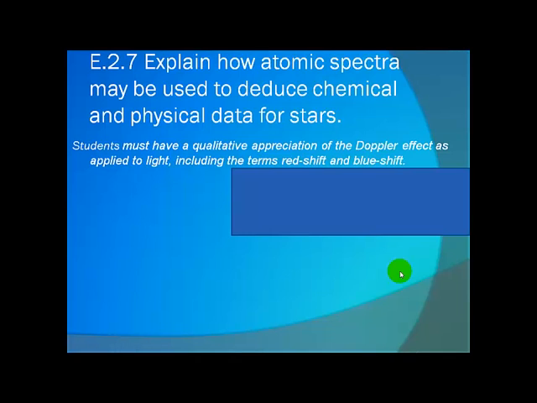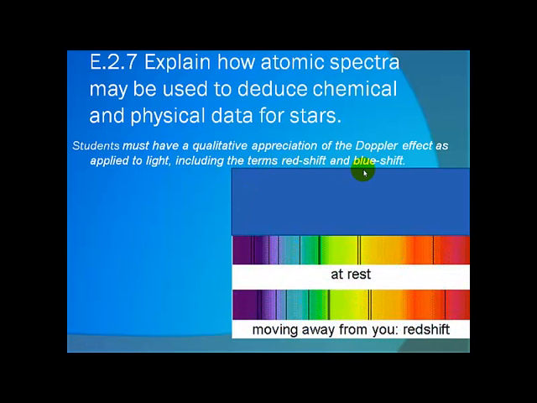Explain how atomic spectra may be used to deduce chemical and physical data for stars. You must understand this idea of the Doppler effect, which can give this effect of redshift and blueshift. Here's a star which is at rest. This is the absorption spectrum. There are the Fraunhofer lines.